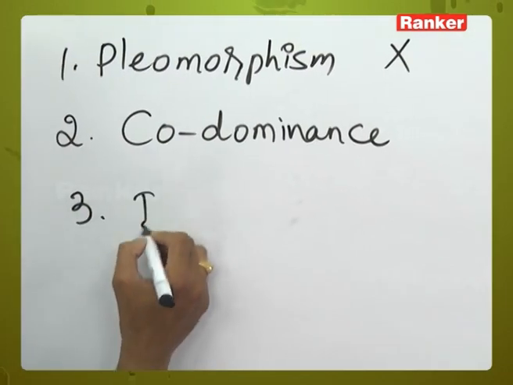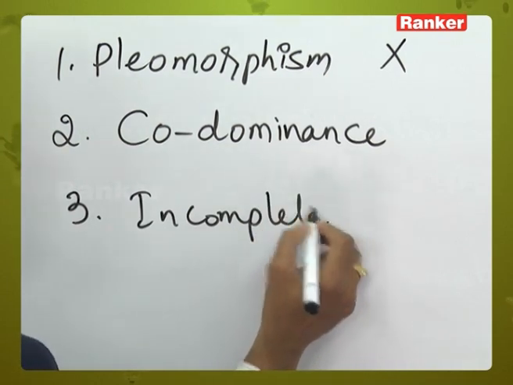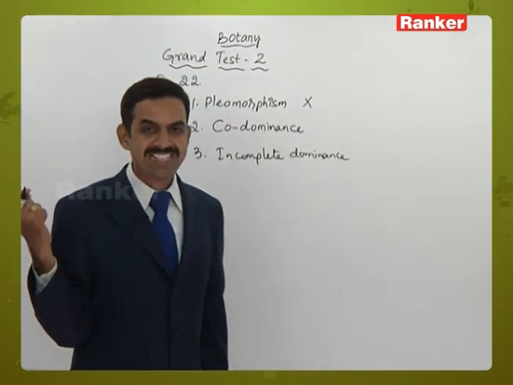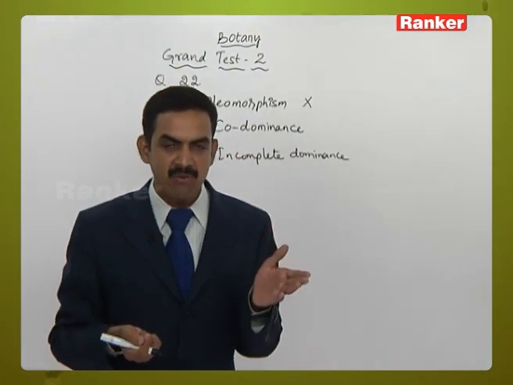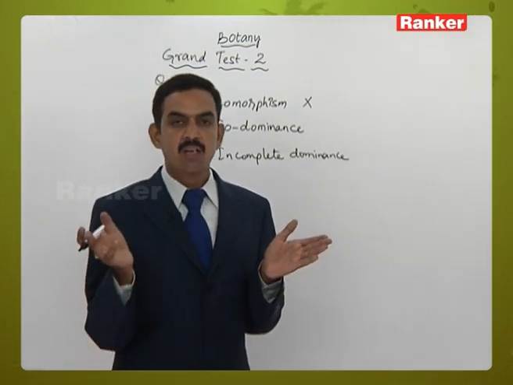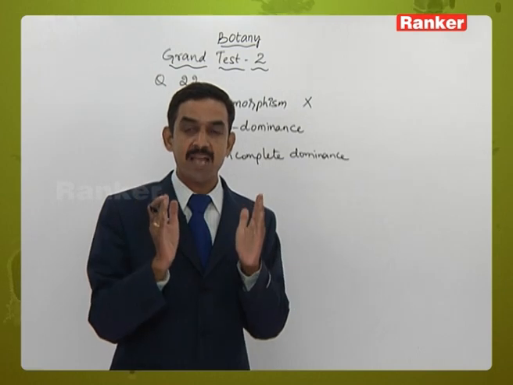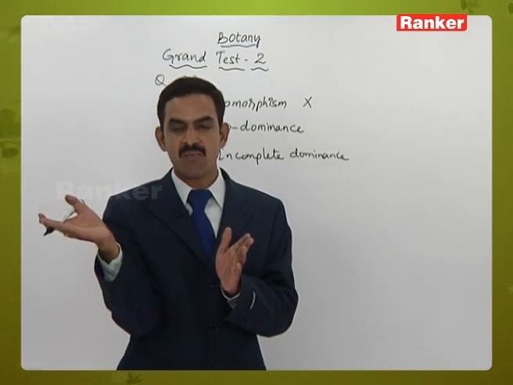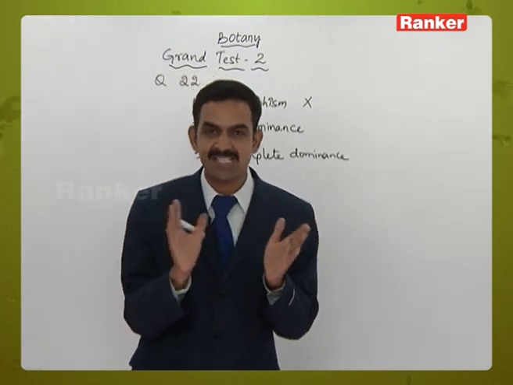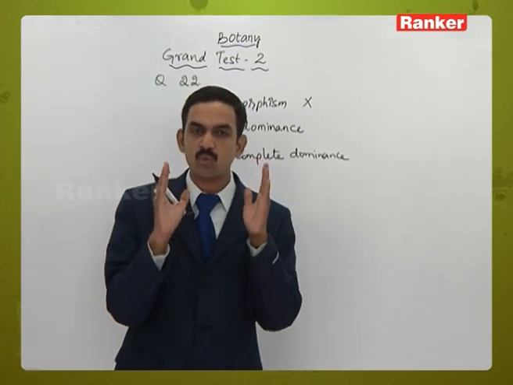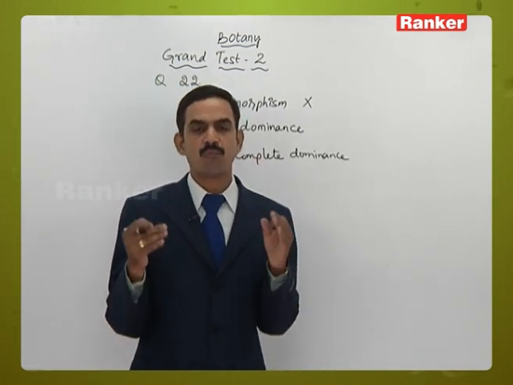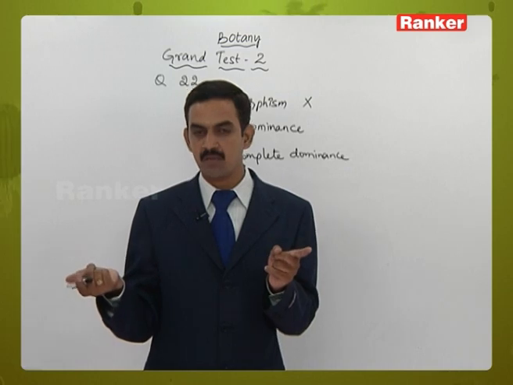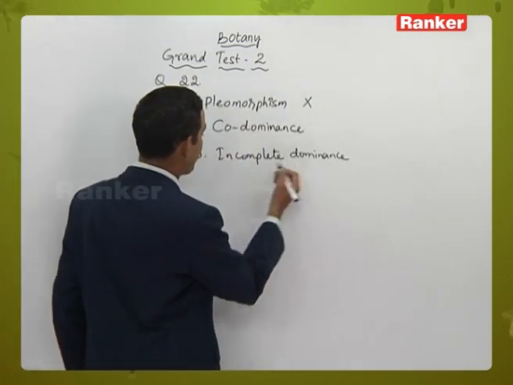Then 3, incomplete dominance. The best example to explain incomplete dominance is the snapdragon plant, where a red-flowered plant is crossed with a white-flowered plant, and they get an F1 hybrid which is pink colored. That means neither the red one is dominant nor the white one is showing the dominant character. So that is called incomplete dominance. When these two F1 are crossed with each other, they will get 4 plants, out of which 1 will be red colored, 2 will be pink colored, and 1 will be white colored. So all 3 are present. That is called incomplete dominance.